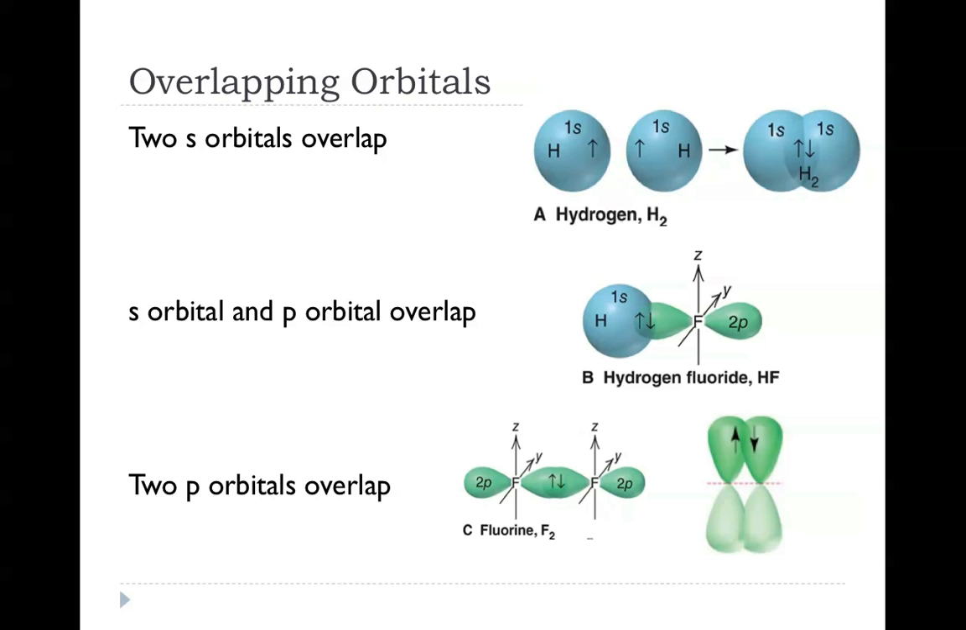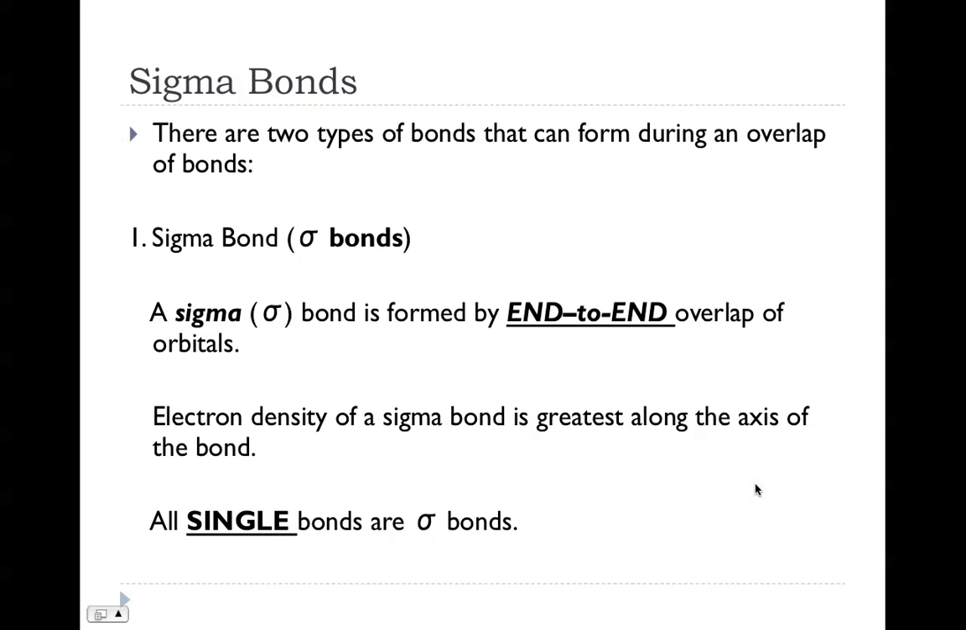So we can have different combinations, and these are just some of them. We could have two s orbitals that overlap, such as when we make diatomic hydrogen. We can have an s and p overlap, or we can have two p overlaps. Depending on the direction of the p orbitals, they can overlap between the axis or above and below the axis between the two nuclei. These different overlaps we give different names, and the first one is a sigma bond.